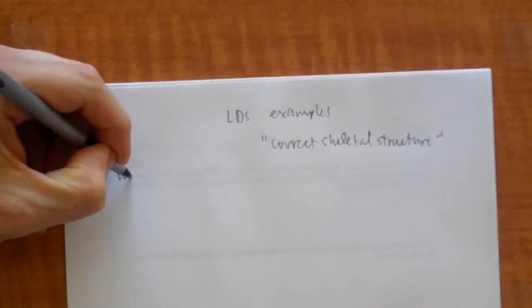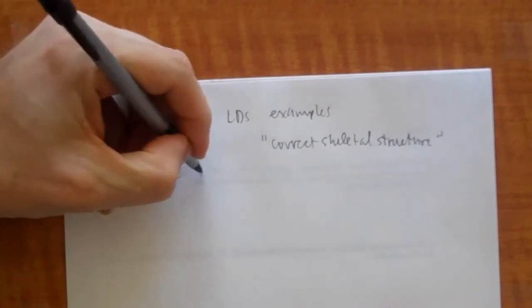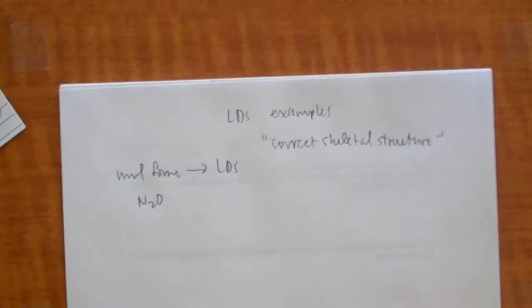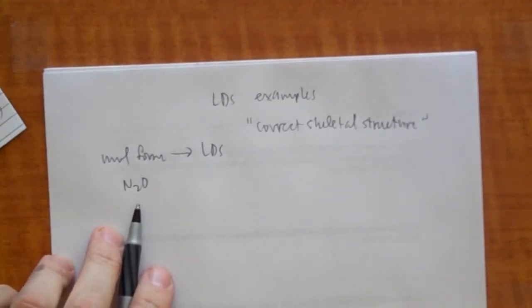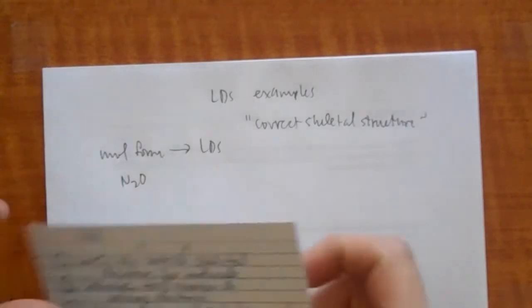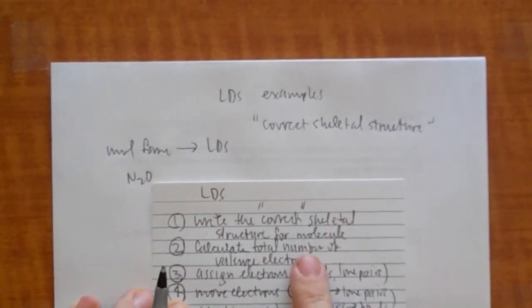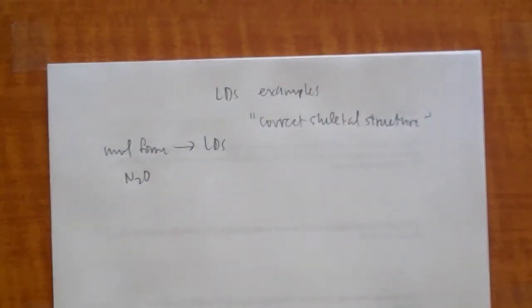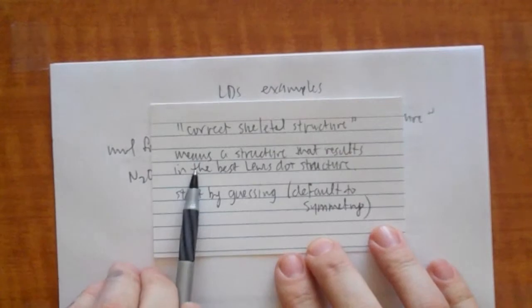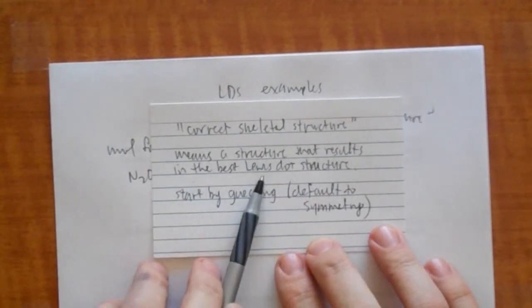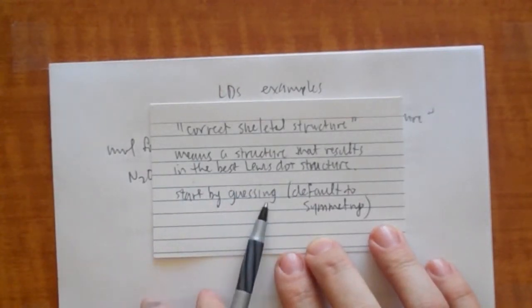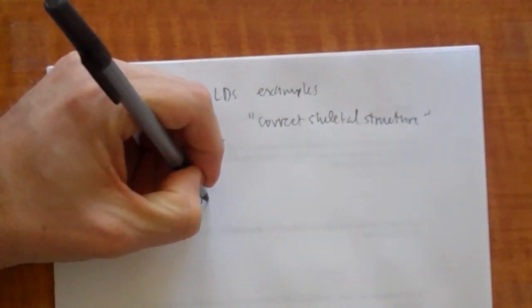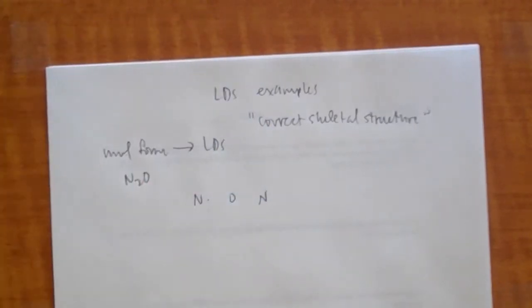Let's do N2O. This is probably in every principles textbook because it's a classic example of this first rule, writing the correct skeletal structure. And what I say about writing the correct skeletal structure is, remember, this means a structure that results in the best Lewis dot structure. And we start by guessing, defaulting to symmetry. Okay? So my first guess is N, O, and N, because that's symmetric.